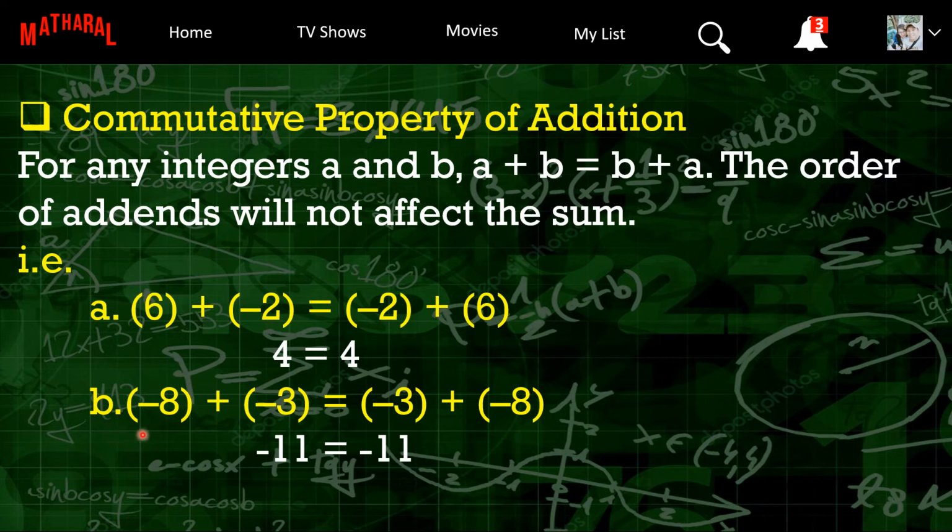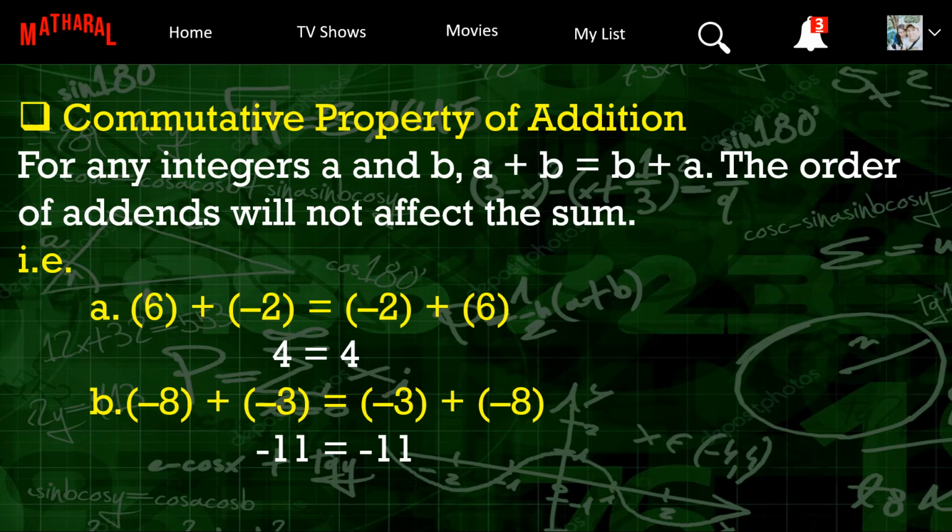Letter B example, negative 8 plus negative 3 is equal to negative 3 plus negative 8. So as you can see, we just swapped the positions. So in here, applying rule 1 of adding integers, negative 8 plus negative 3 is negative 11, is equal to negative 3 plus negative 8, which is again negative 11. Okay, so the same concepts we used in letter A. So this is under the commutative property of addition.